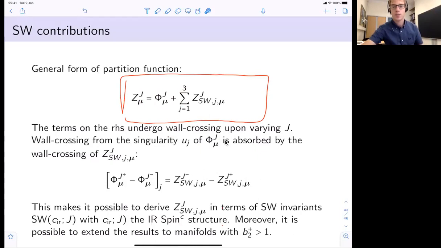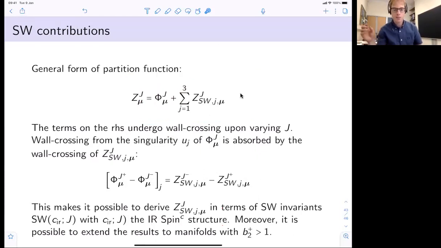I see again someone is adding something to my slides, which I'm not doing myself. Okay.